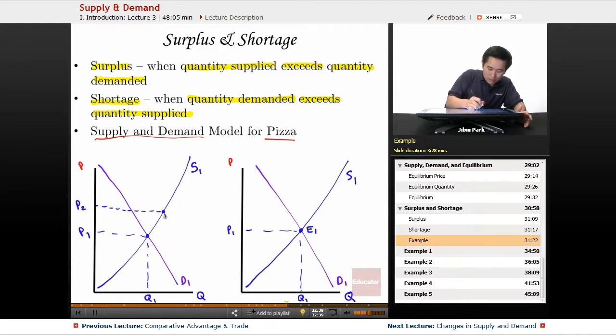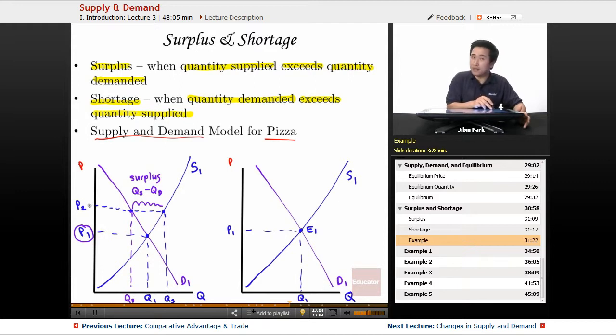What's going to happen is that the quantity supplied here, this is going to be the quantity supplied, and where the price intersects the demand curve, this is going to be the quantity demanded here. So the surplus would be the quantity supplied minus quantity demanded here. You're going to have a surplus of pizza. So hypothetically, let's say this price was $1 and you're trying to sell pizza at this $2 slice.